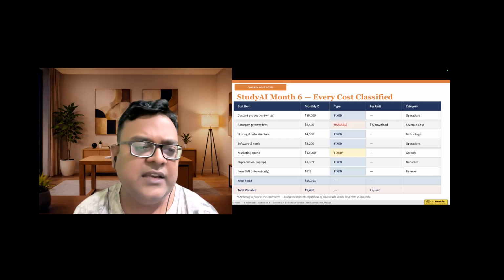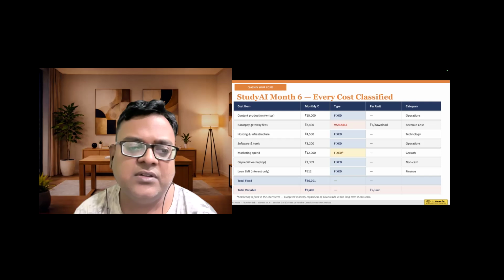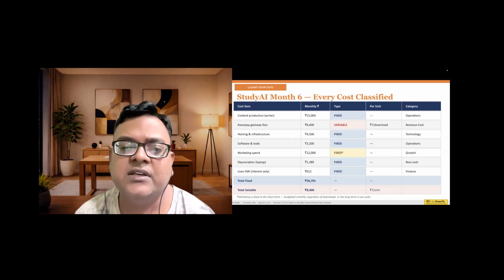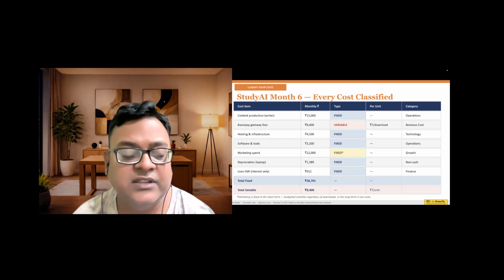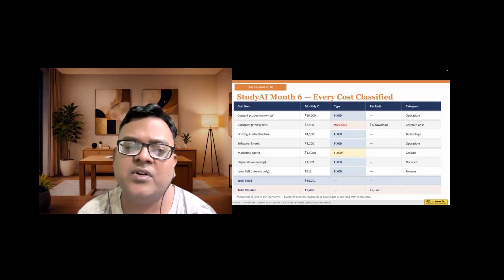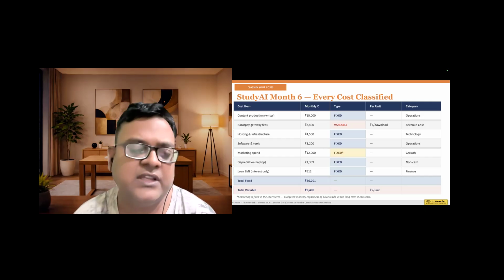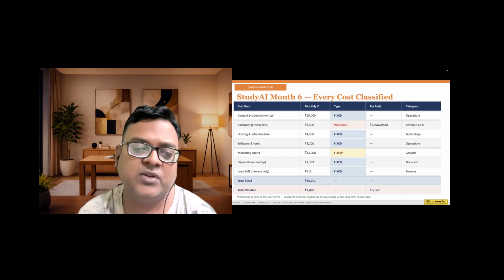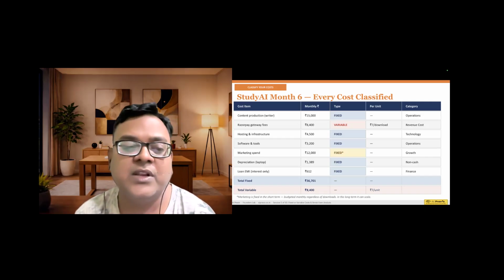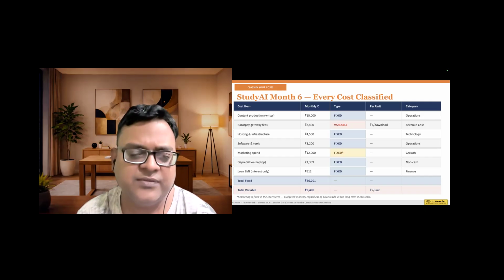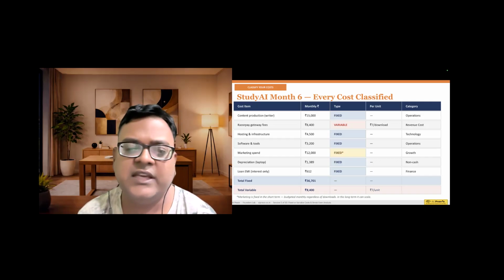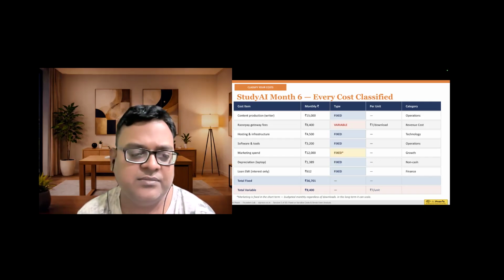Okay. Then comes the hosting and infrastructure, 4,500 rupees. This is fixed, and the category is technology. Software and tools, again, it's fixed, it's operations. Marketing spend, this is variable. But in most cases, when you're at an early stage, there's a marketing budget that you decide, so which remains fixed. So let's assume that this is fixed for now, 12,000 rupees, and it's for growth. Depreciation, laptop, this is fixed because we've already paid that amount, and depreciation will be fixed. So 1,389 rupees. And there's a non-cash item.